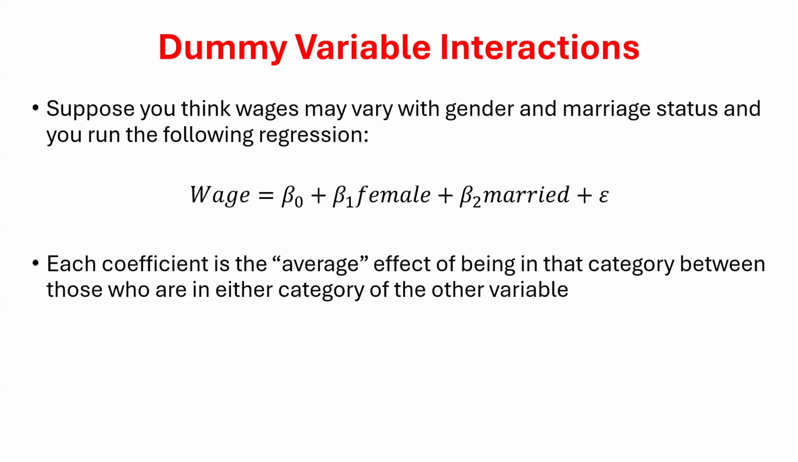Any questions on this before I go on? I guess I'm still a little bit confused on what the purpose of beta 4 is, like what it shows. Yeah, so essentially, if I'm married and I'm a male, what's the predicted change in my wage?